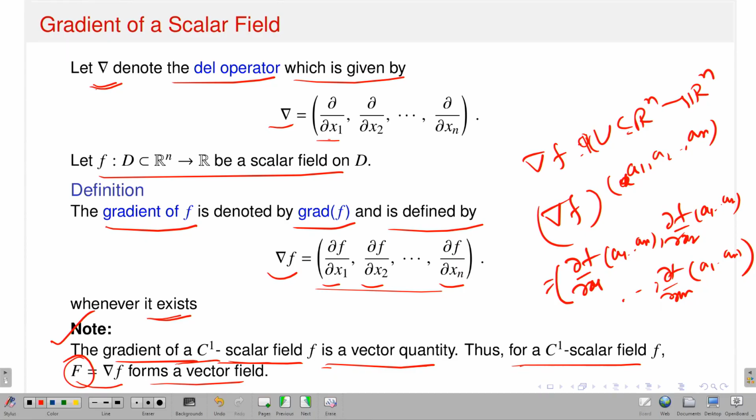This kind of vector field has a special name, called a gradient vector field, because I have a scalar field and I am taking the gradient. Later on you will see I will call this a gradient vector field. That means the gradient of a scalar field is nothing but the gradient vector field, and this is a very special type of vector field.